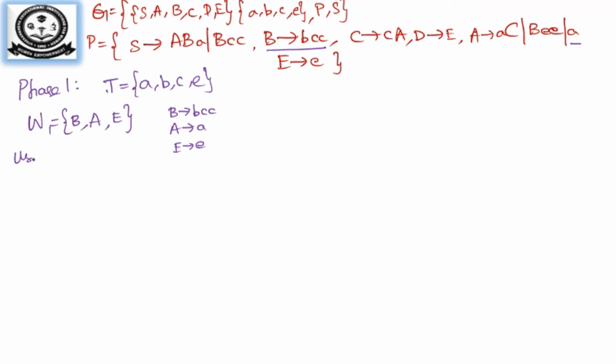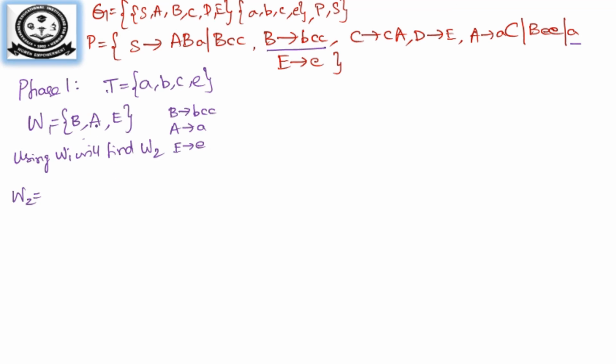So all the terminal symbols are derived using these. Now using W1 we will find W2. Okay, so now W2, with the non-terminal variables that are available in W1, we have to try.